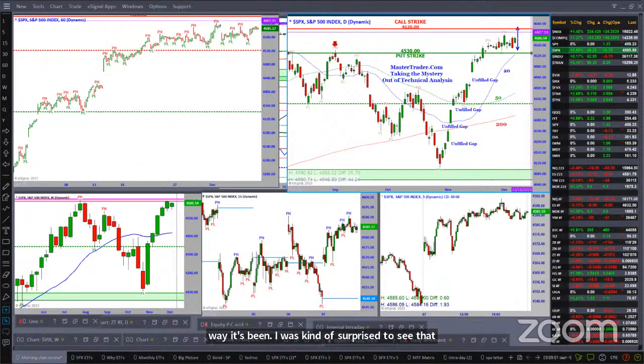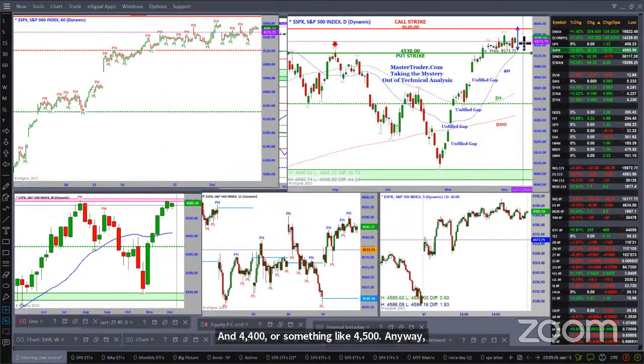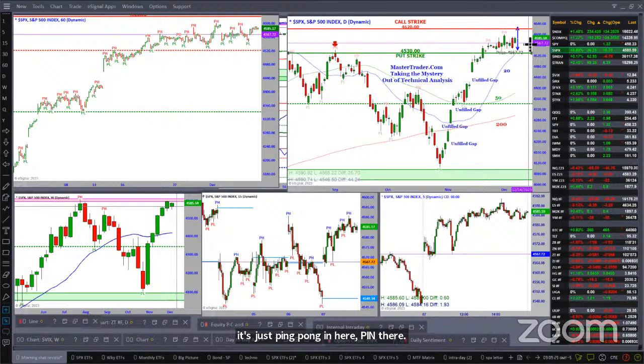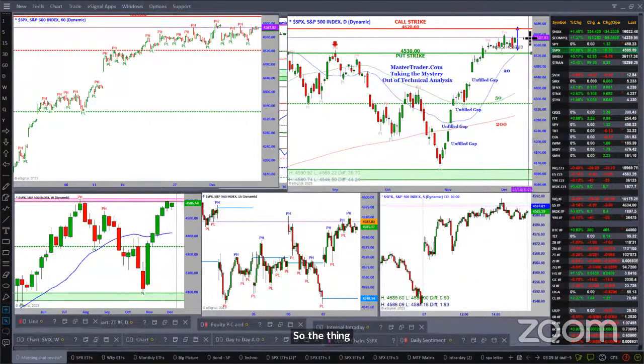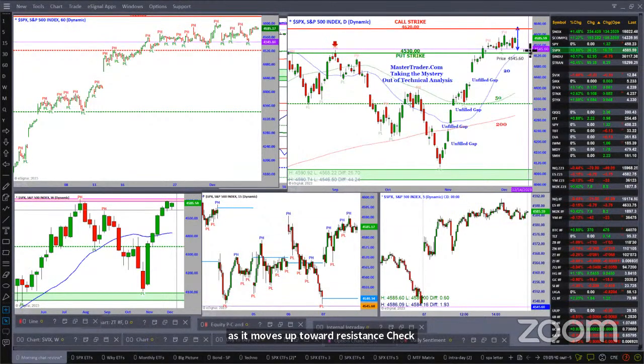And just looking at big open interest expiring a little further out, 7 days. Interesting. The biggest 7 days out is 44.50 and 4,400. Some at 4,500. Anyway, it's just ping pong in here, pin there. So the thing to do is, as it moves up, as I've been saying this week, as it moves up toward resistance, check the premiums up above, see if you get a little bit more, and vice versa.